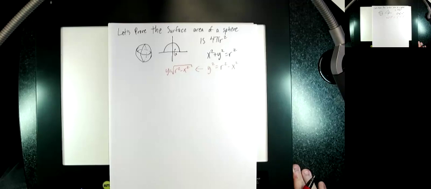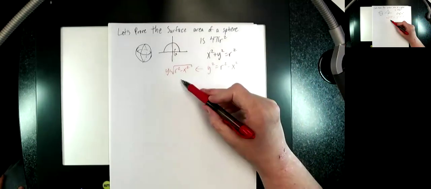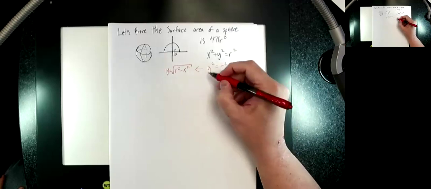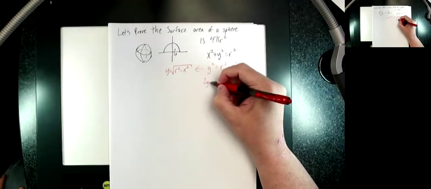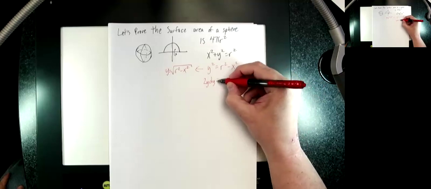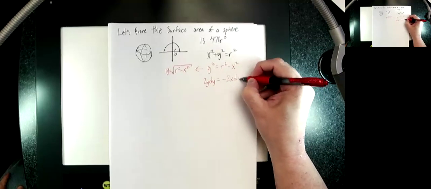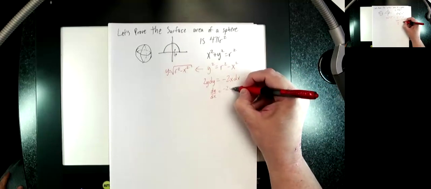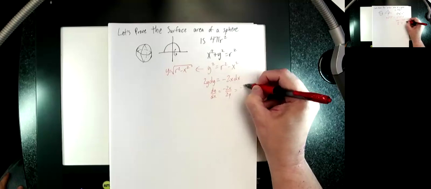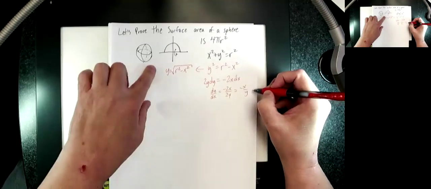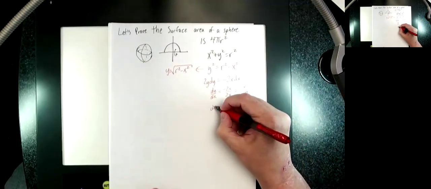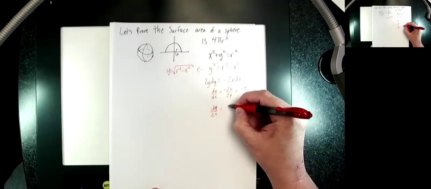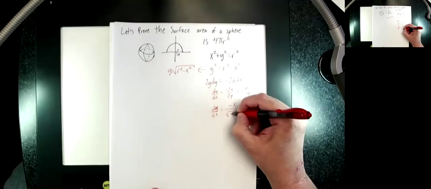Have you guys done implicit differentiation? I can't remember if it's in Kaplan or not. I don't like taking the derivative of this. This one's pretty easy to take the derivative though. We're going to use implicit differentiation here. 2y dy equals negative 2x dx. So dy dx is negative 2x over 2y, negative x over y. And we already have y here. So dy dx is negative x over the square root of r squared minus x squared.